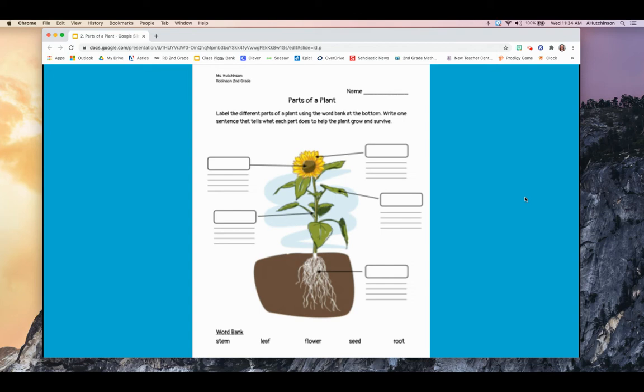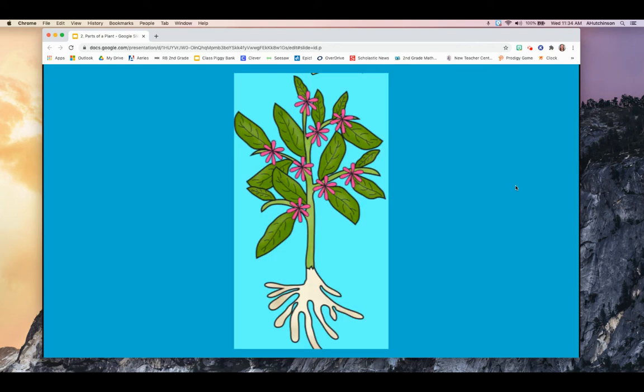All right, scientists, if you're listening now, you are ready to check your worksheet. You have filled out all parts of the plants and written a sentence that tells what each part does to help the plant grow and survive. Let's check our answers. Here we have our plant. We're going to start at the bottom and work our way up.